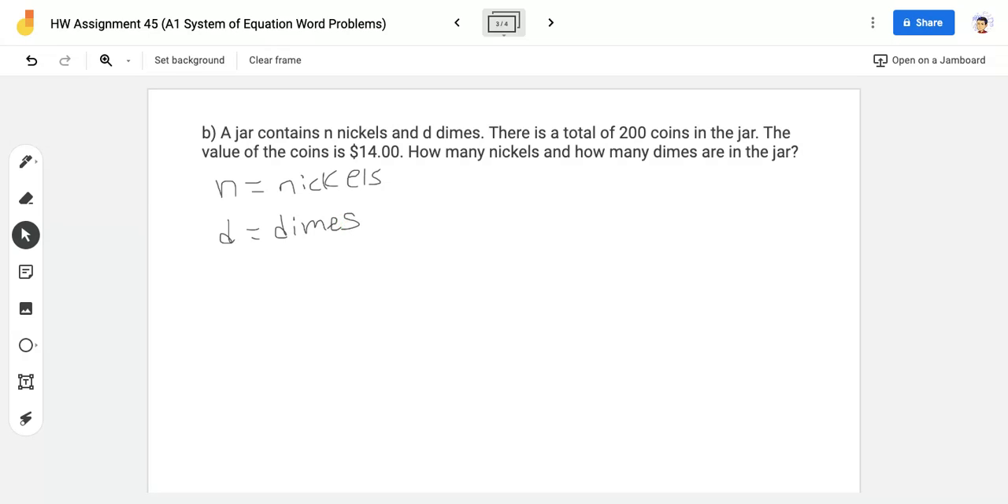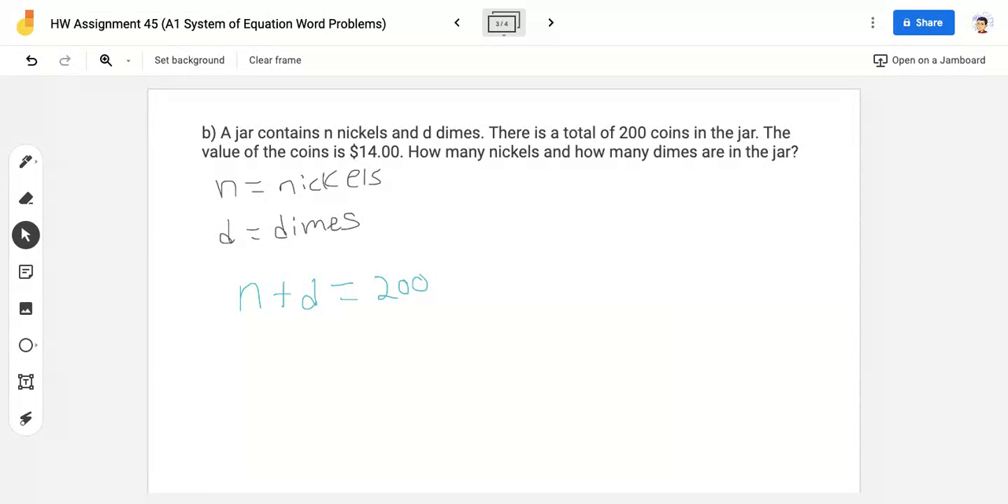We're going to go ahead and create a system. Our first equation is going to be talking about how many coins there are, and our second one is going to be talking about the amount of money that is in the jar. So how many nickels do we have in the jar? We don't know. And how many dimes do we have in the jar? Again, we don't know. But we do know there's a total of 200 coins. So N nickels plus D dimes is 200 coins.